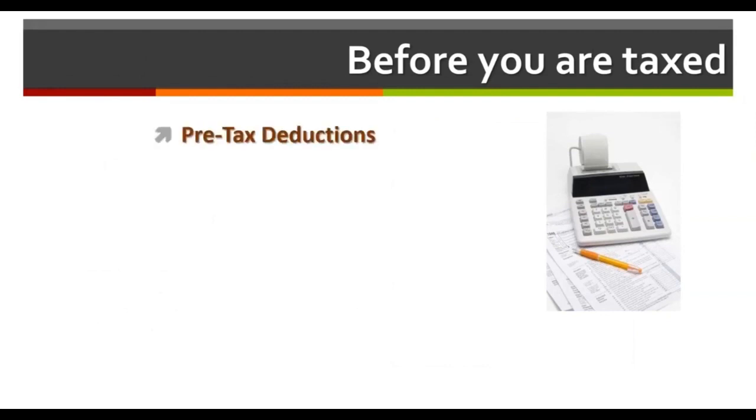Pre-tax deductions are taken out of your paycheck before you calculate your taxes, so it reduces your taxable income. For example, let's say on this paycheck I earned $2,000, and I had a $400 pre-tax deduction. That would lower my earnings from $2,000 down to $1,600. Now I would only pay taxes on that $1,600. So it reduces the total amount of taxes that you have to pay.